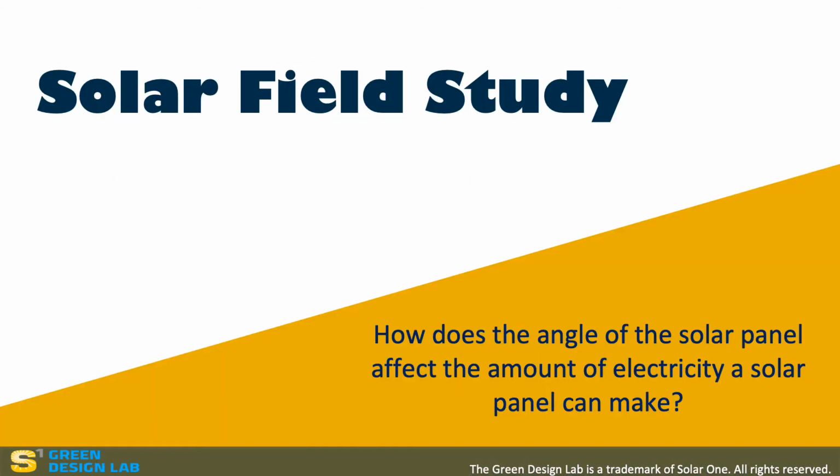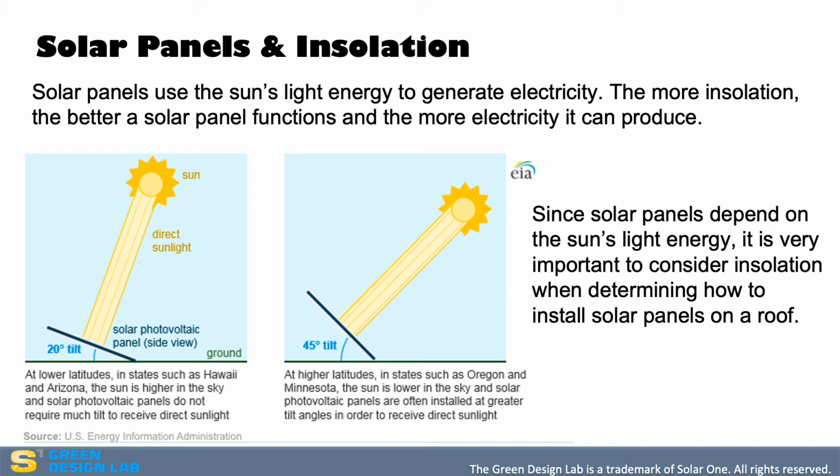Now that we know a bit more about insolation, we will learn how solar panels are affected by insolation. Solar panels use insolation to generate electricity. The more insolation, the more electricity a solar panel can produce. Optimizing the tilt or angle you install a solar panel at helps maximize electrical power production. As we have discussed, the latitude of a specific place and seasons are affected by insolation, which therefore impacts how well a solar panel functions.